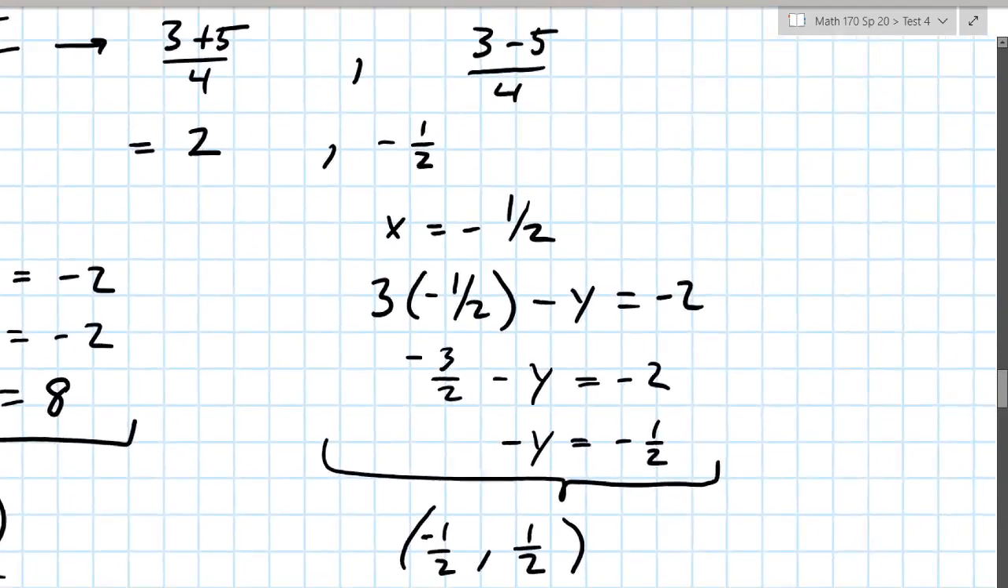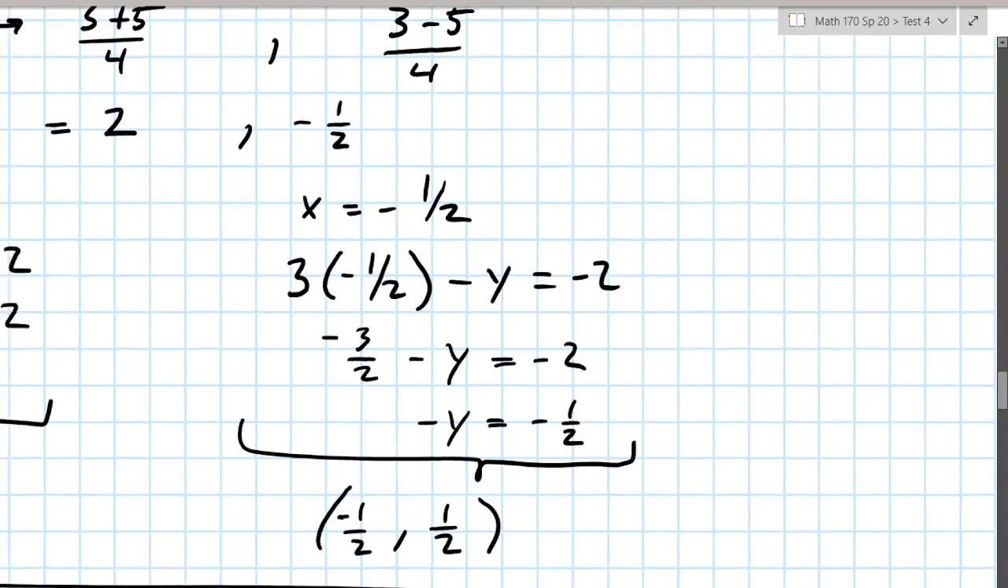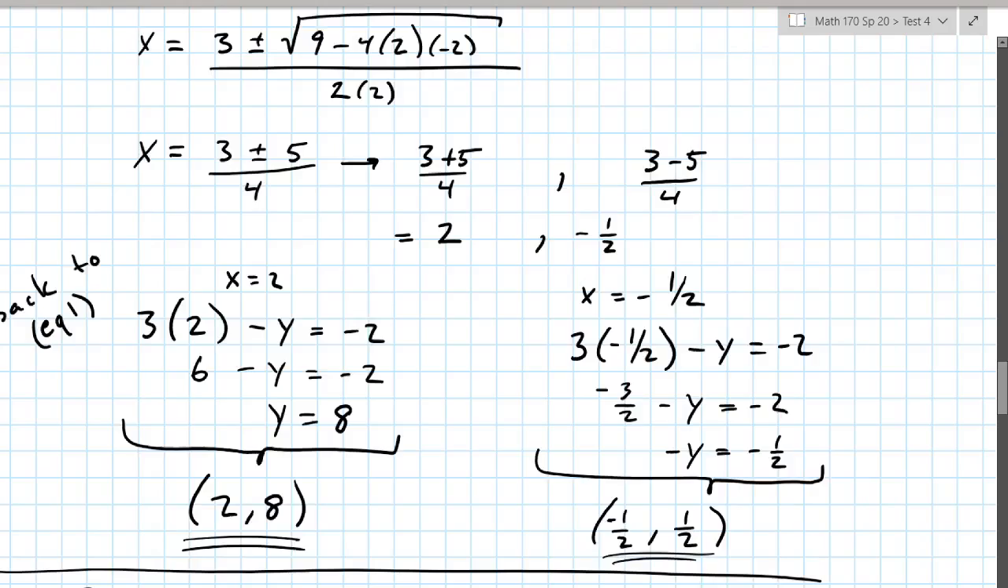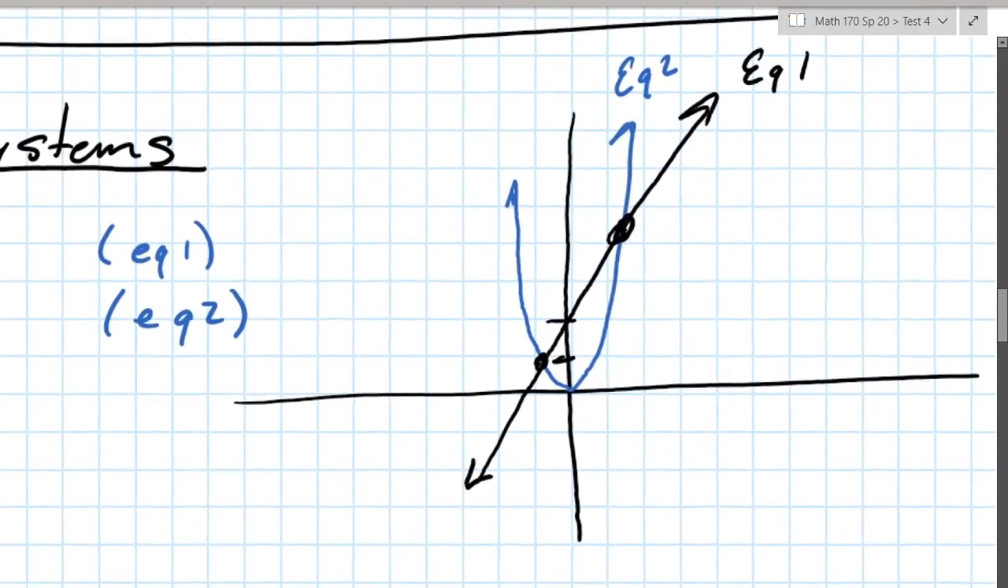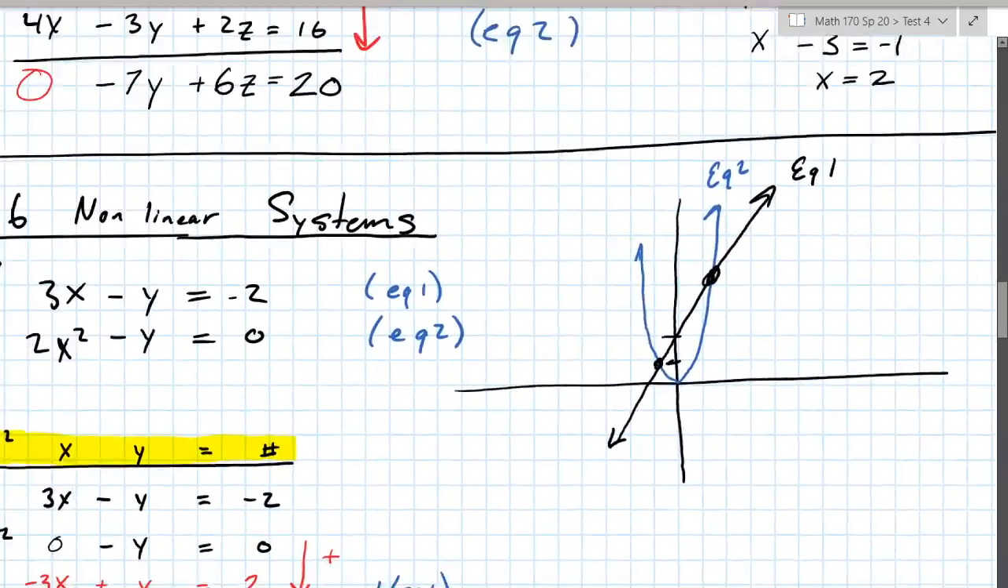Then, if we allow x to be negative 1/2, substituting it back into equation 1 again and solving for y, we get a positive 1/2 for y. Thinking back to our graph, do these numbers make sense? (2, 8), (negative 1/2, 1/2). Looks reasonable for the type of picture that we have here. And that is our first example of systems of nonlinear equations.